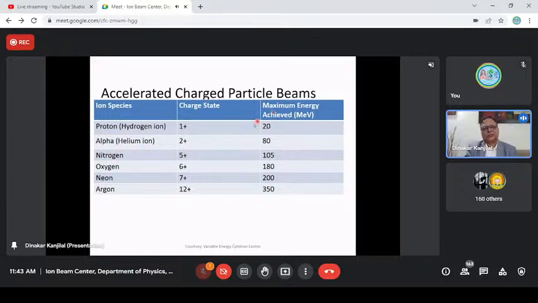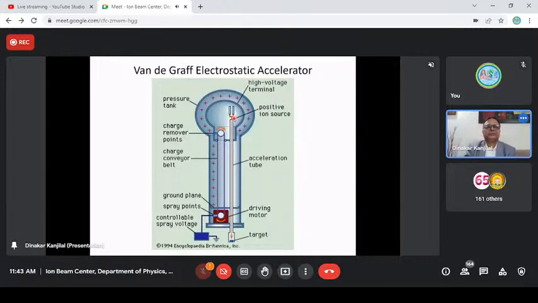You can compare this 20 MeV with the Kurukshetra machine, which gives you 100 keV. There is a megavolt, so this is a big factor. And then an argon beam was available up to 350 MeV. So this is the configuration. You have studied the cyclotron from school onwards, so you know how it works. But this is actually a big one, a mega-scale cyclotron. So that is the beauty.